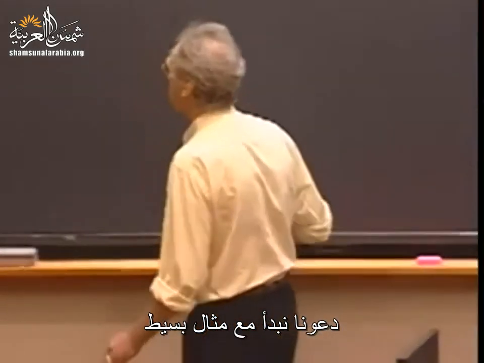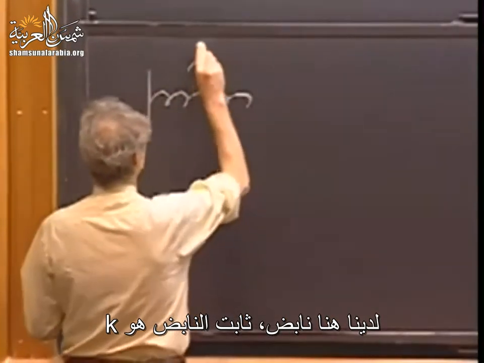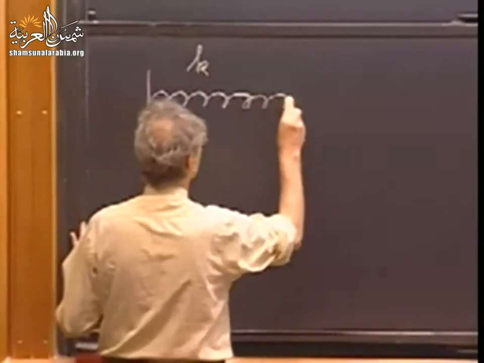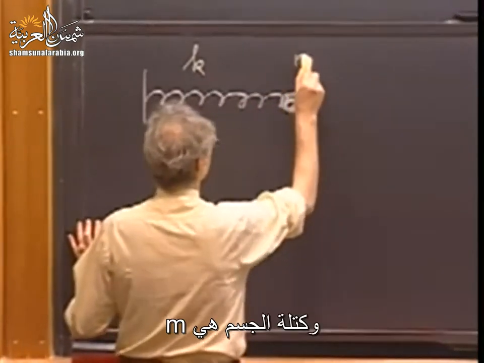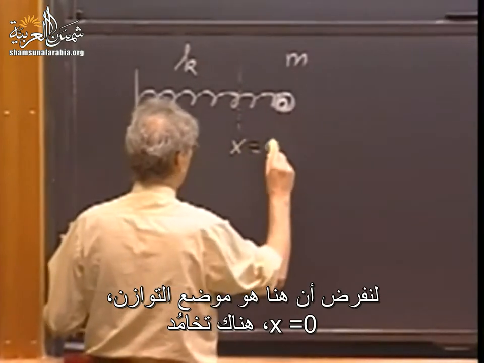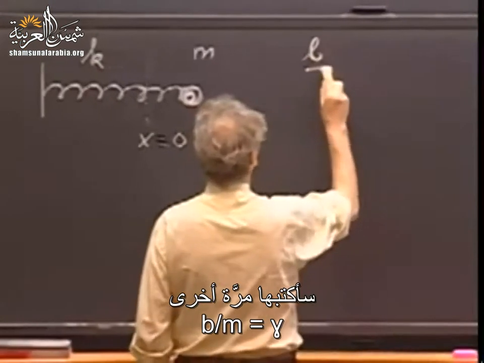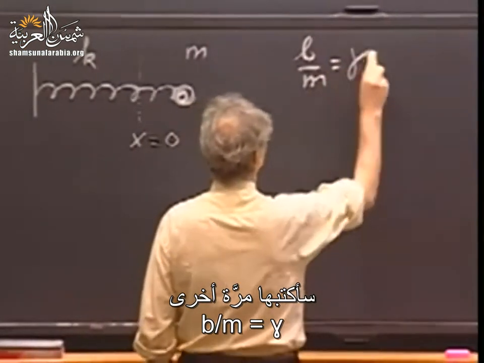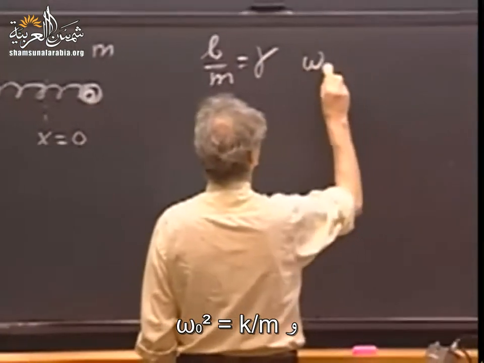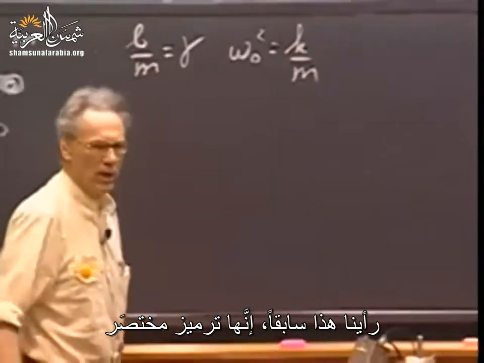Let's start with a simple example that I have here. A spring with spring constant k and an object of mass m. Let this be the equilibrium position, x equals 0. There will be damping. I will introduce again b over m equals gamma, and omega 0 squared equals k over m. We've seen this before. There's the shorthand notation.